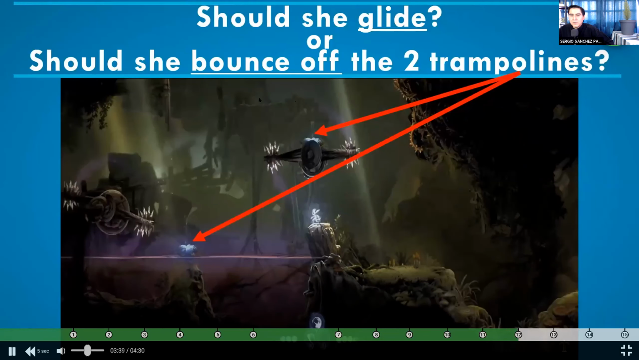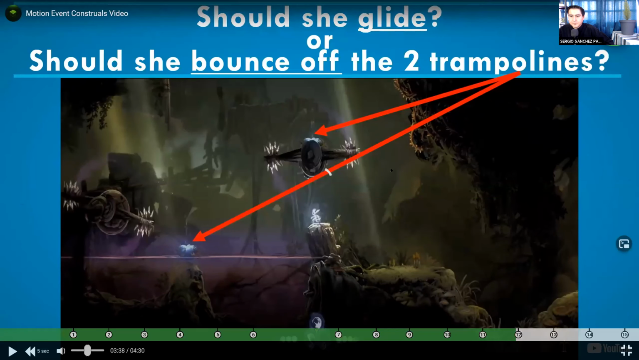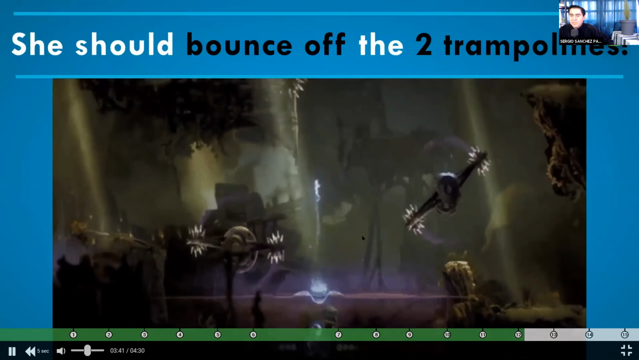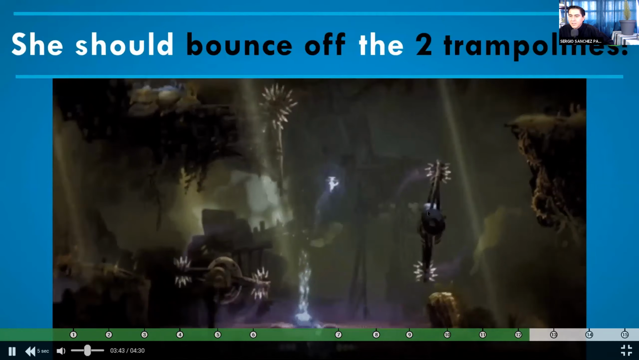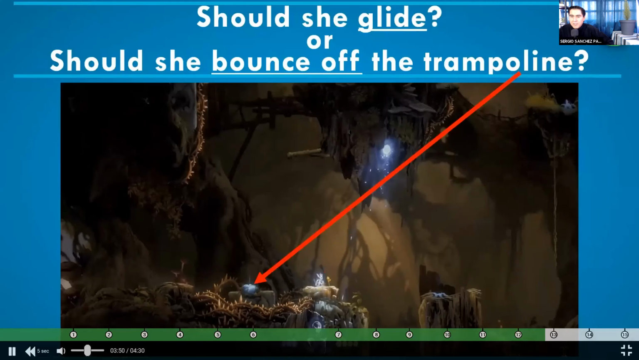Should she glide or should she bounce off? Of course, here she should bounce off the two trampolines. So we're going to see how she goes to this trampoline, and now she's directing to the other trampoline. Next problem: how can I get here above from here below? Should she glide or should she bounce off the trampoline?